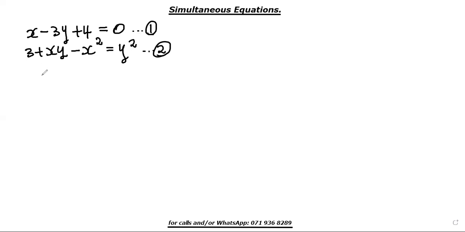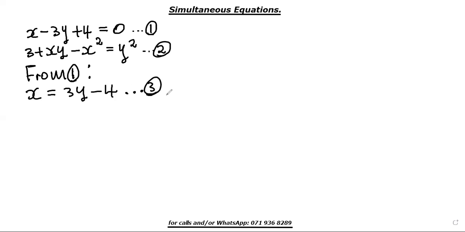So we focus on the first equation, from which we generate the third equation. What is the third equation? It's x in terms of y. So we take 3y to the right, it becomes positive. We take 4 to the right, it becomes negative. And this is our third equation.